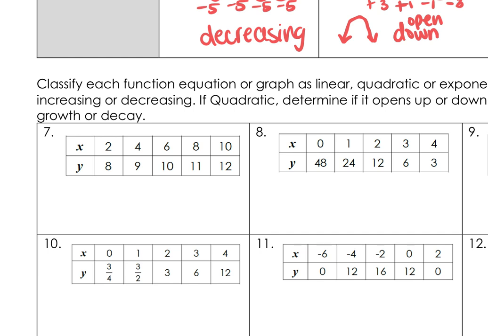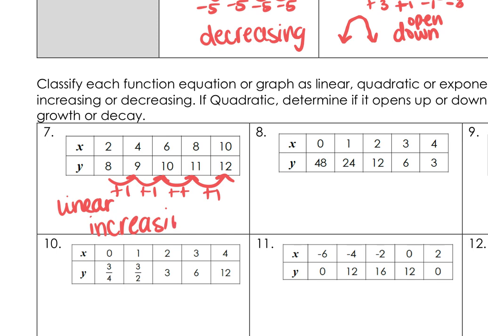Let's look at what's happening with these y values. 8 to 9, 9 to 10, 10 to 11, 11 to 12. 8, 9, 10, 11, 12. Hopefully that's pretty easy to see that we're just doing +1, +1, +1. So since we have that common difference of +1, this is linear. And since we're adding 1, since those y values are increasing, this is going to be a line that is increasing.